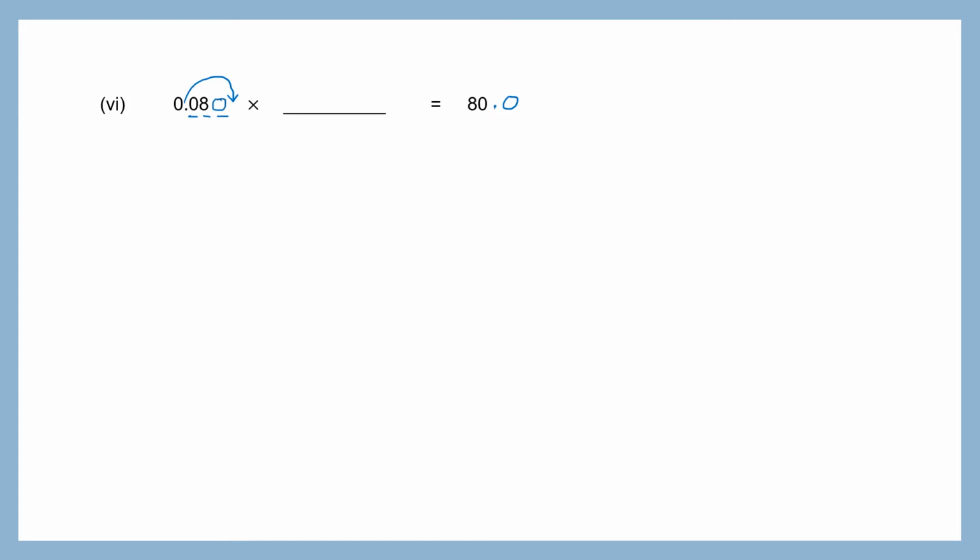So how many places has my point moved? It has moved 3 places. So that is 1 followed by 1, 2, 3. 3 zeros, that's 1000.